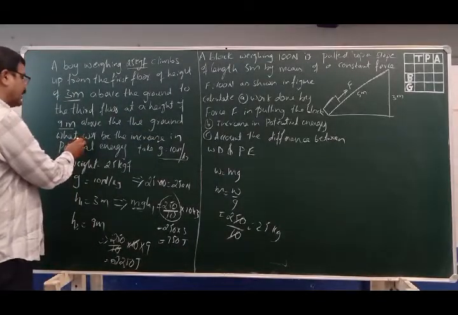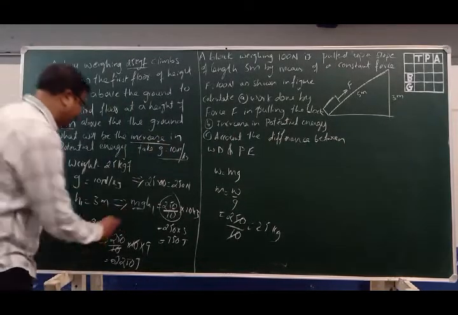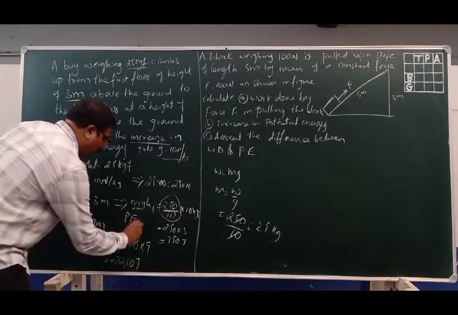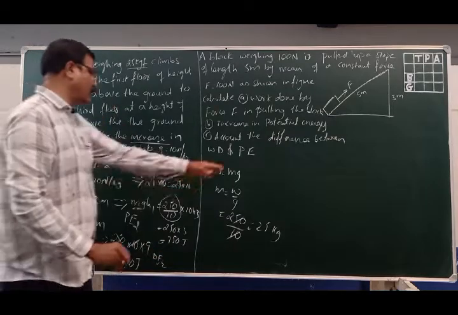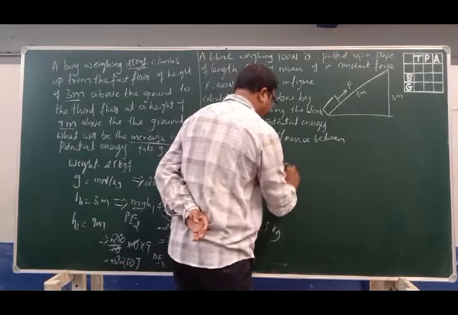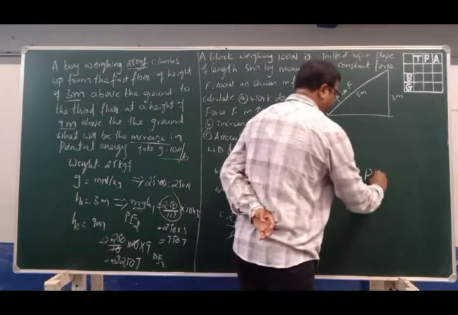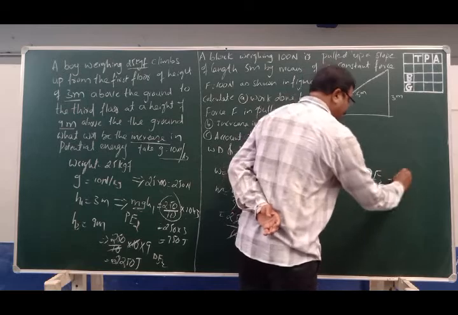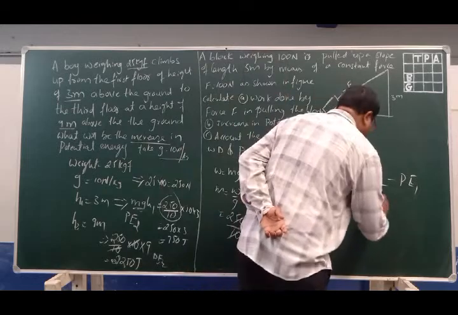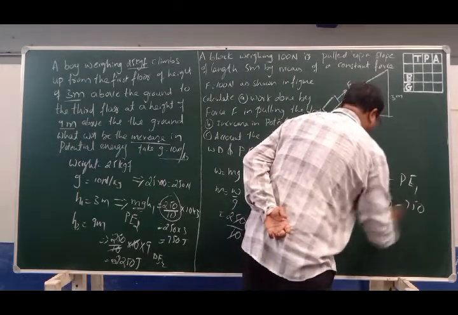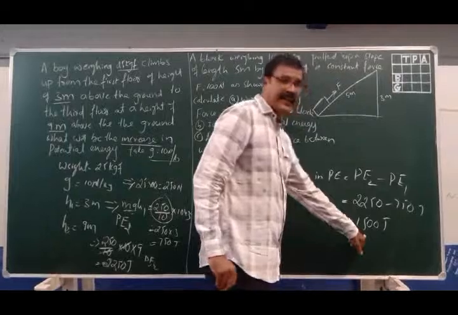So what is the question he is asking us? He is asking what will be the increase in potential energy. So PE2 minus PE1 will give us the increase. Increase in potential energy is equal to potential energy at height 2 minus potential energy at height 1. That is 2250 joules minus 750 joules. So it will be nothing but 1500 joules. So this is the increase in potential energy.